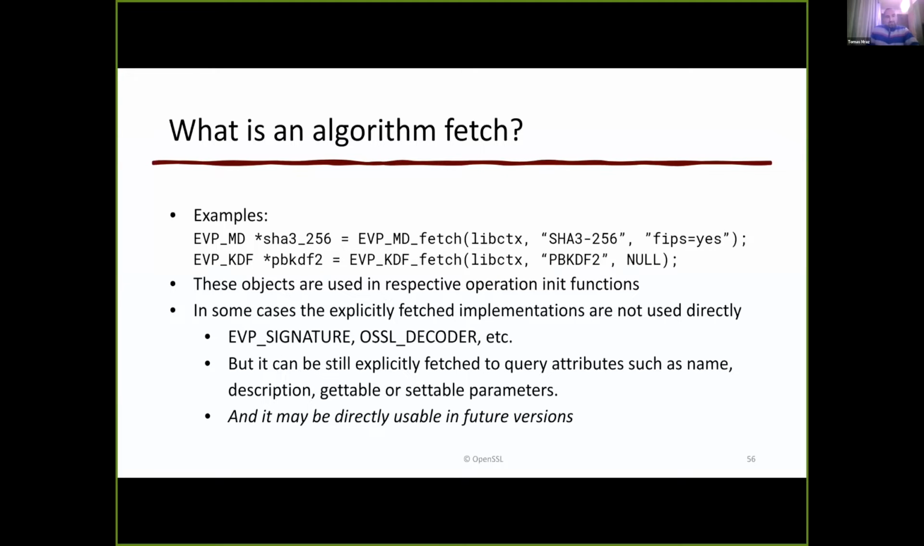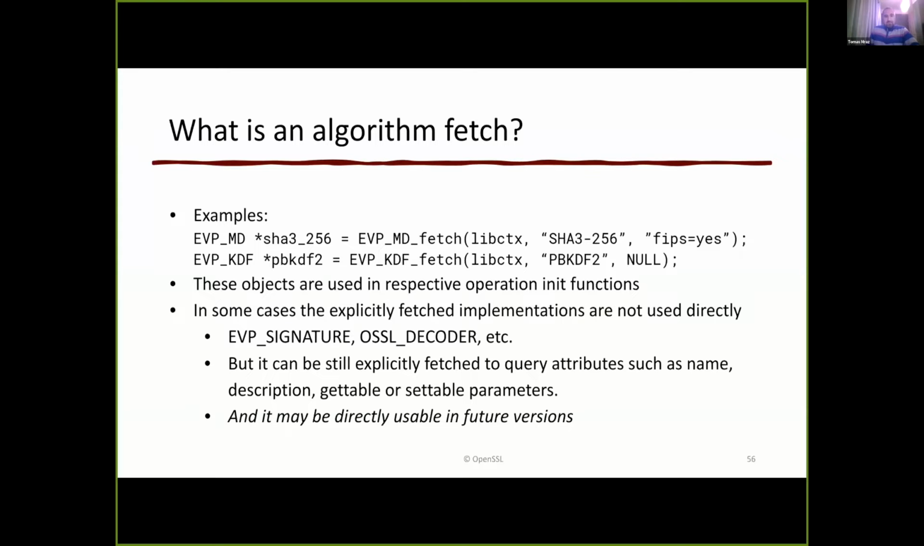Example of algorithm fetch in code, you can see it here. It's like EVP-MD fetch call. The first argument is libctx. That's the library context I will also talk about later. Then there is the name of the algorithm and the property query. These objects are used in respective operation init functions. So EVP-MD, you will use in EVP-digest init. EVP-KDF, you will use in EVP-KDF init.